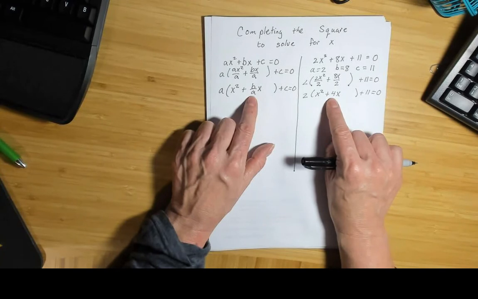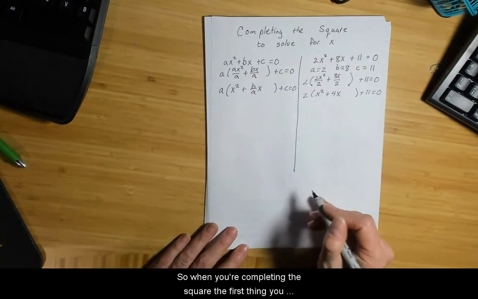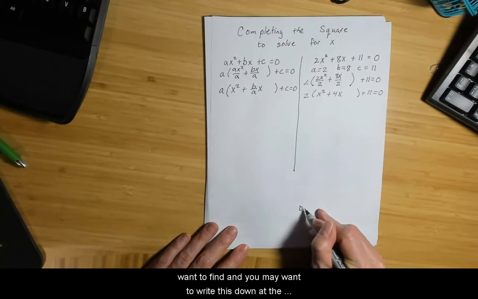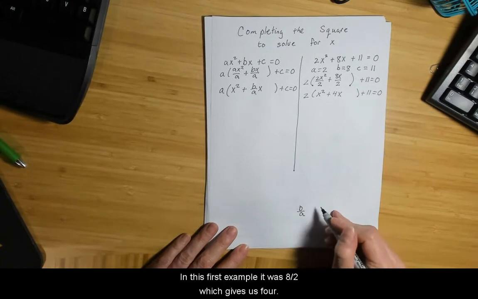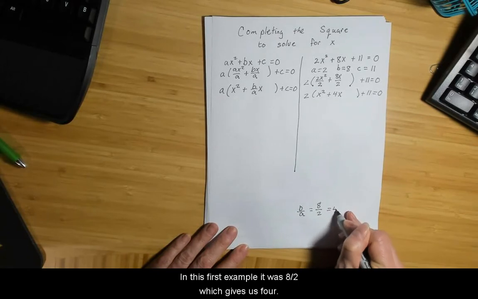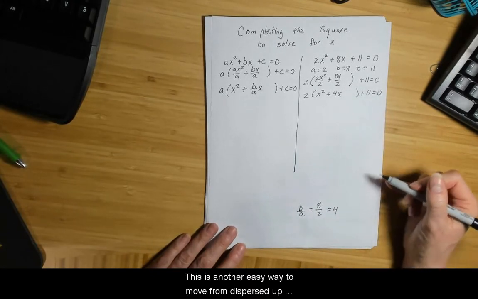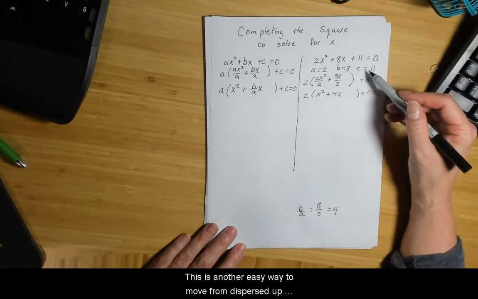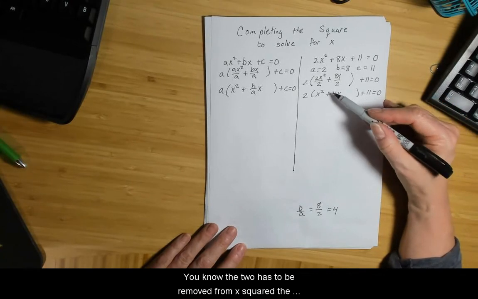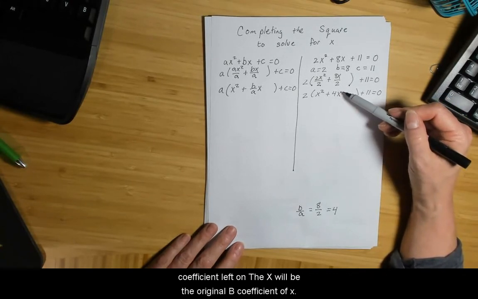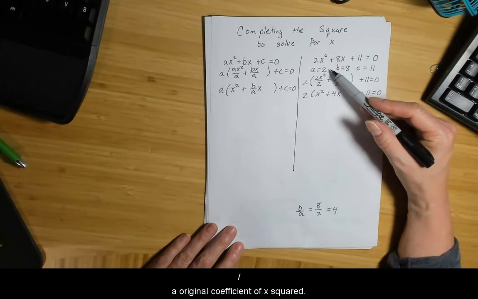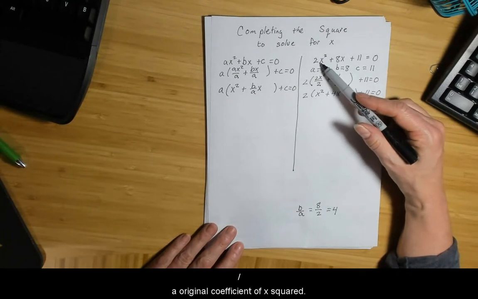So when you're completing the square, the first thing you want to find, and you may want to write this down at the bottom, is b divided by a. In this first example, it was 8 divided by 2, which gives us 4. This is another easy way to move from this first step straight to this step. You know the 2 has to be removed from x squared. The coefficient left on the x will be the original b, coefficient of x, divided by a, original coefficient of x squared.